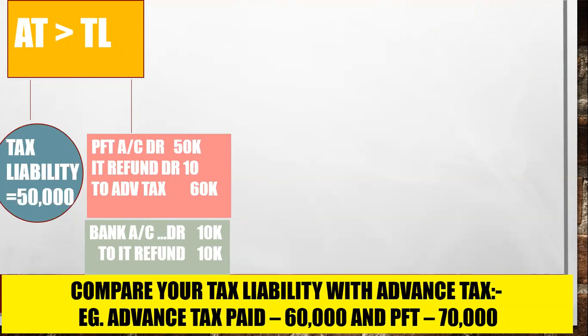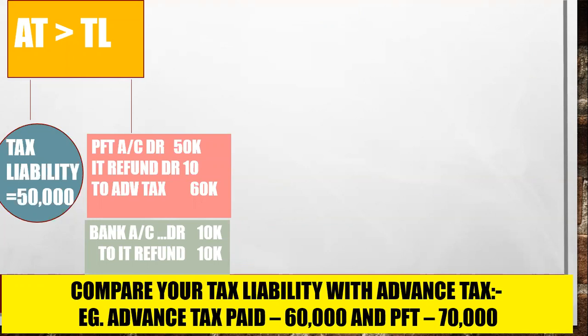How? See, I told you, while paying advance tax, what entry do we pass? When we pay advance tax to the government, what entry should we pass? Advance tax account debit to cash or bank? Debit to bank. Yes, exactly. So this is the first entry that will come over here: advance tax account debit to bank account of rupees 60,000. I have not passed the entry over here, I'm just telling you orally.